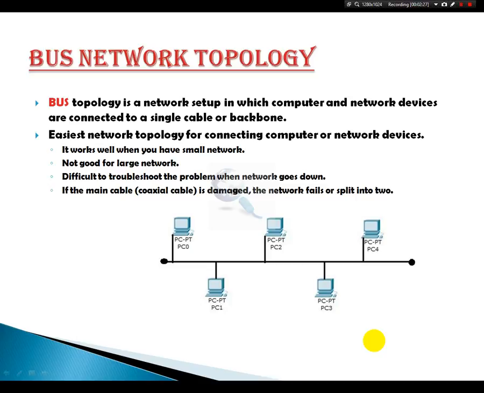Difficult to troubleshoot the problem when the network goes down. If the main cable, coaxial cable, is damaged, the network fails or splits into two. Now, if you look at this diagram, all of these computers are connected to this single backbone cable. Now, it is good if you have a small network, but it is very difficult to troubleshoot the problem if the network goes down or if the coaxial cable is damaged. Either the network will split into two or it will completely fail.